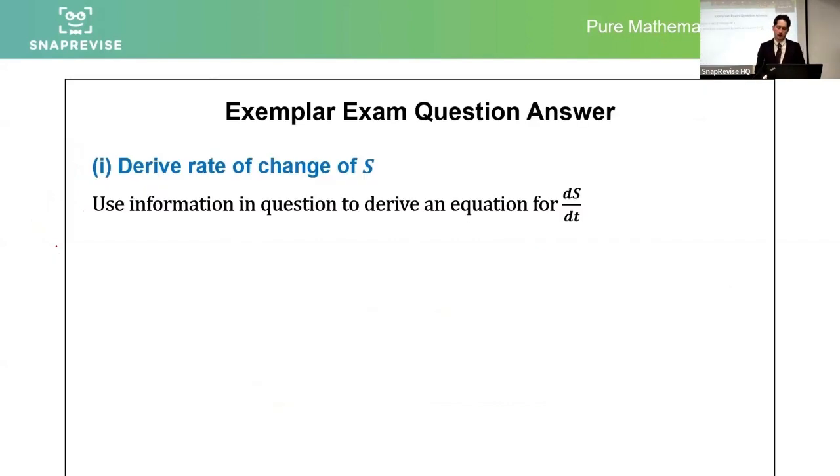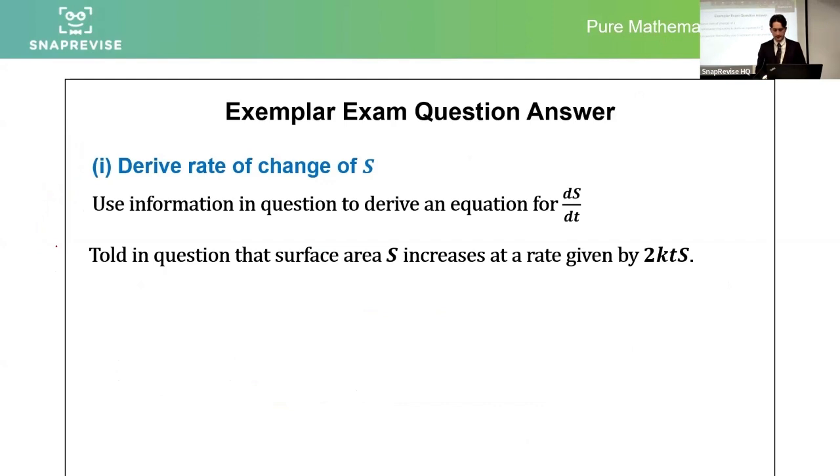So first of all, we're going to derive the rate of change for S, dS/dt. Now we're told in the question that the surface area S increases at a rate given by 2kts. This is very similar to the topic we did earlier in differentiation with rates of change, and they can link these topics together, as the examiners have said they like to do. So we know from all that complicated wording that dS/dt can be set equal to 2kts.